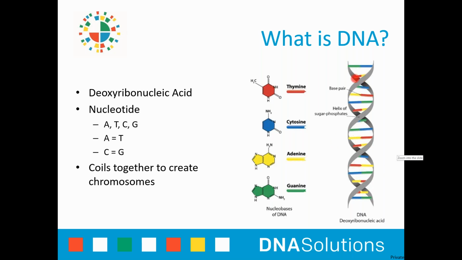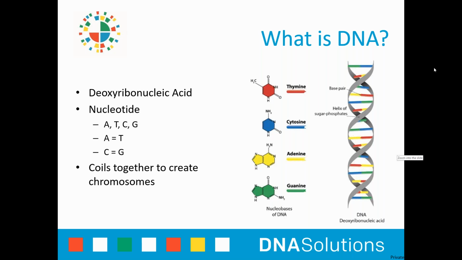Use my pointer a little bit. So this is the kind of model of the structure of deoxyribonucleic acid, and you can see the two strands, they curl around each other. Eventually they condense into a much bigger kind of superstructure, which forms your chromosomes.